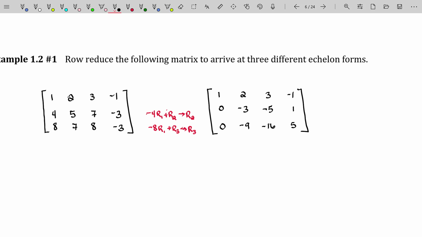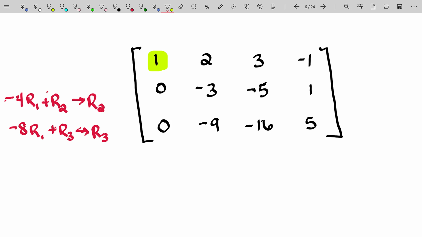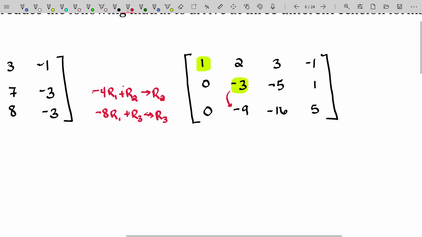Now, barring any mistakes on my part, that looks pretty good. Notice we have a lead entry in that very first row, and we have zeros below that. So pretty good so far. I can see I have a lead entry in my second row now. And so what I'm going to do is use that lead entry to kill off what's below.